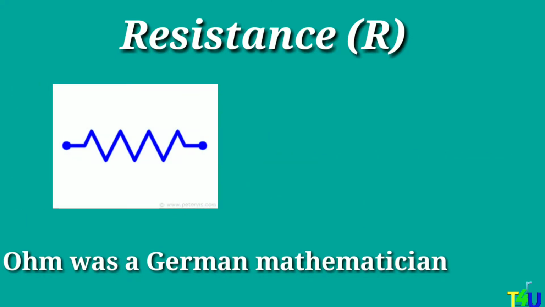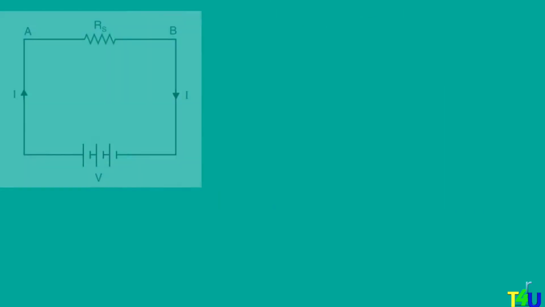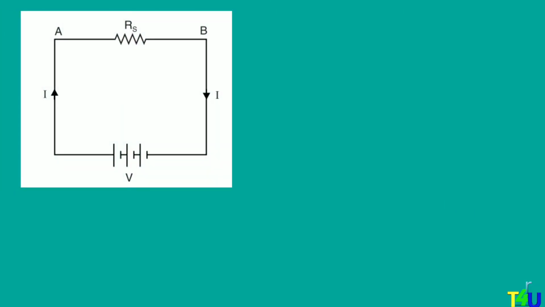These are some symbols used for resistance. Sometimes it is shown by a square box. This is by the IEC standards. IEC stands for International Electrotechnical Commission. So considering the figure as shown, there is one source connected to a resistance.